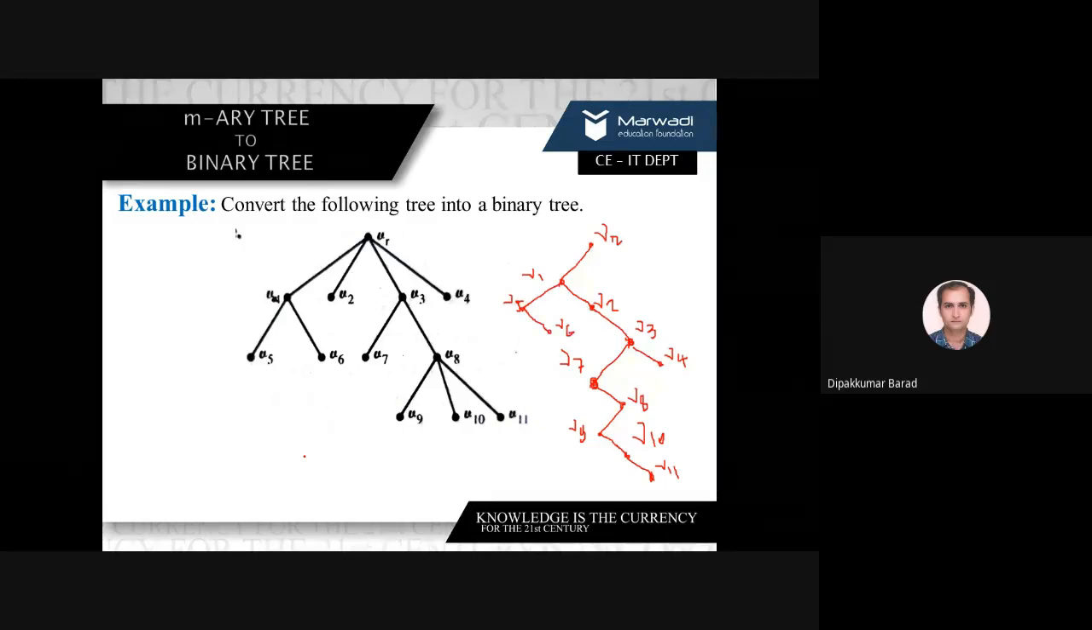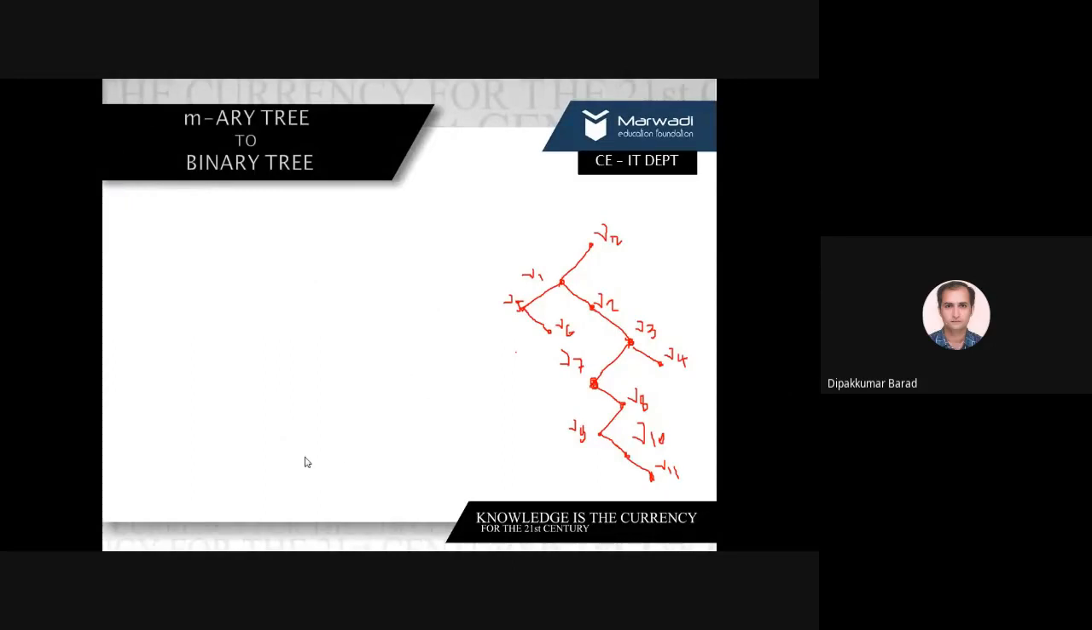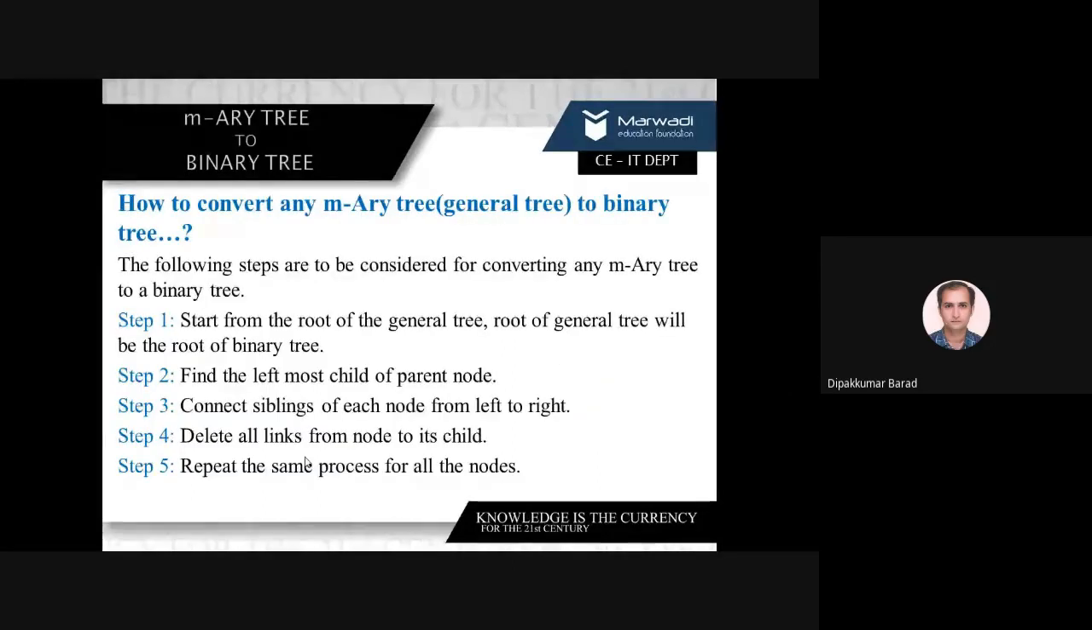So how do we follow this algorithm? First, write down the root of a general tree. Find the root of the general tree, which is also the root of the binary tree. Then find the leftmost child of a parent node and connect the siblings of each node from left to right. Delete all links from the node to its children, and repeat the same process for all the nodes. So these are the things we have to do here.